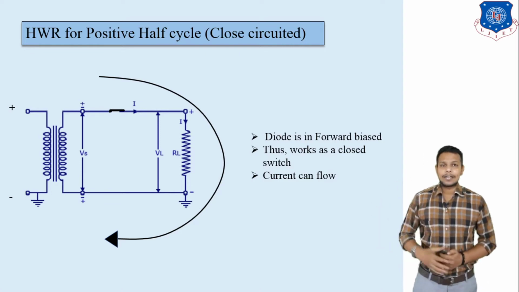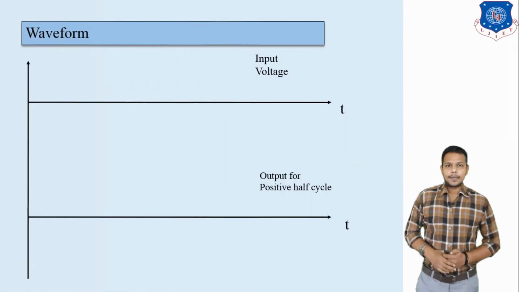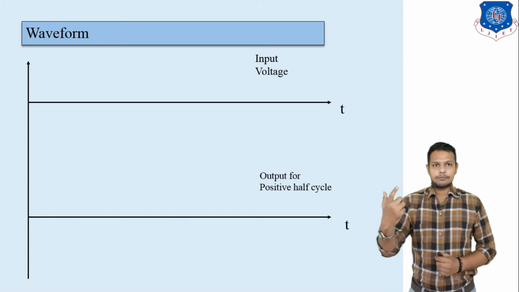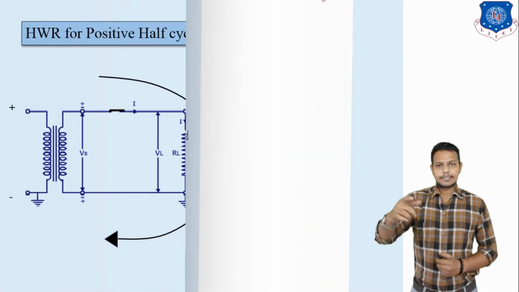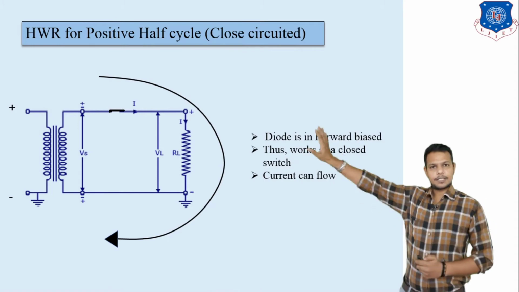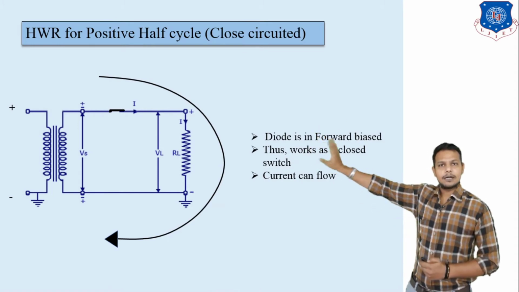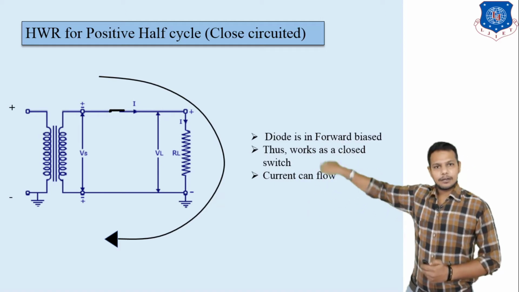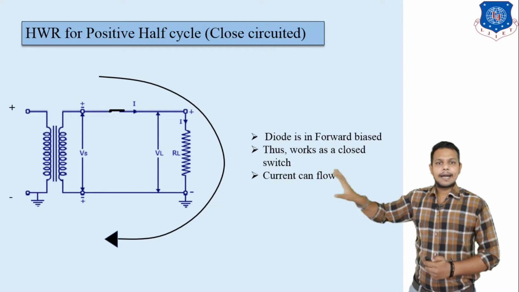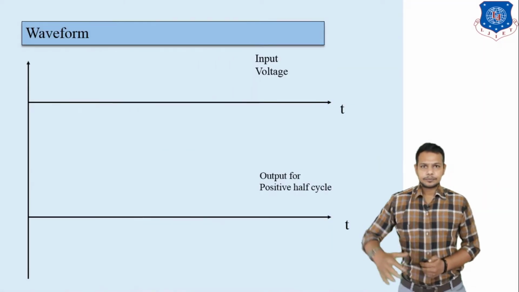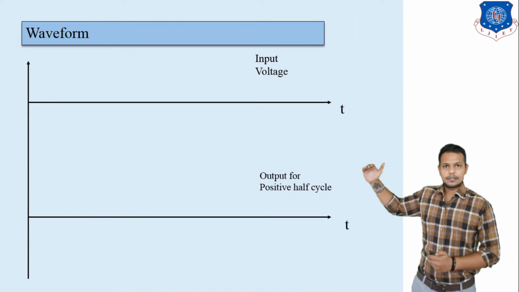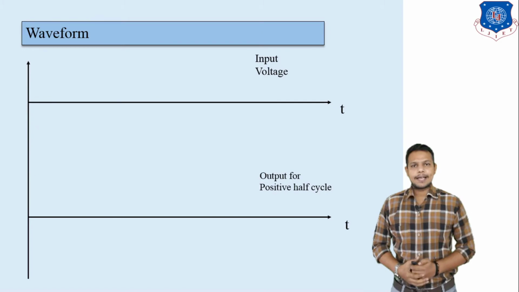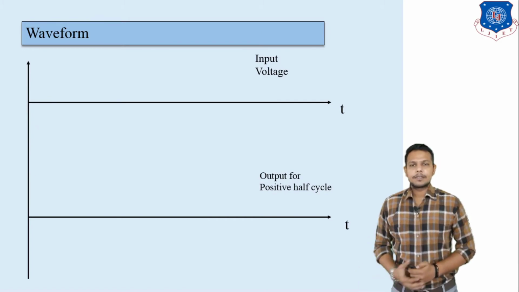So let us discuss its waveform. Here we can see this is the waveform. First we entered the input voltage in this circuit diagram. At the transformer side, plus to minus, we entered the input, then at this side we will get the output. Here the x axis is denoted as time, and the y axis is denoted as voltage, or we can say current.